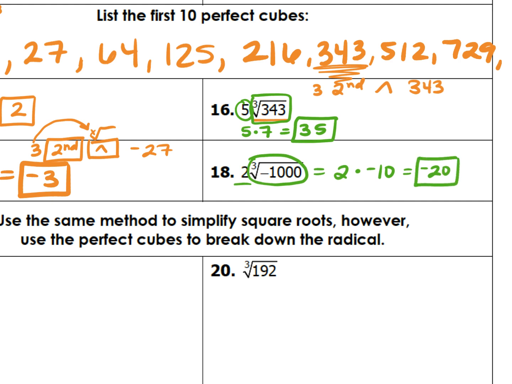Wait, I have a question. For the last one, you said we couldn't square root negative numbers, so why can we square root negative numbers now? You're not. You're cube rooting negatives. So you can't square root negatives, but you can cube root negatives because a negative times a negative times a negative is a negative, right? But a negative times a negative can never be negative. That will always be positive.